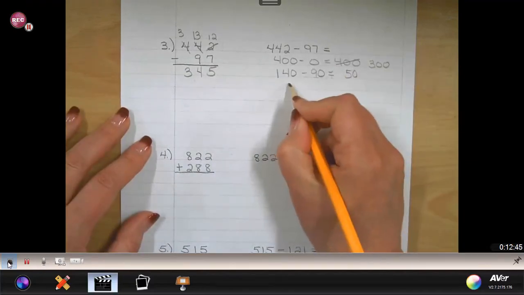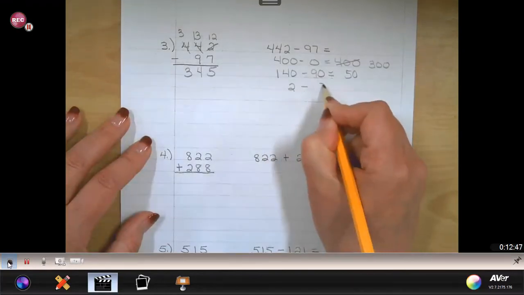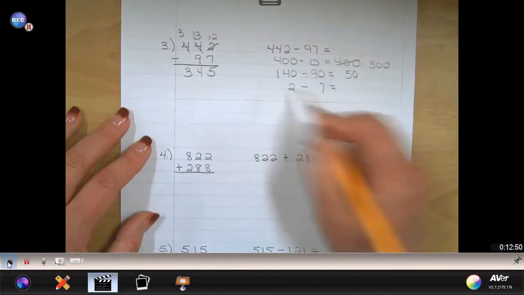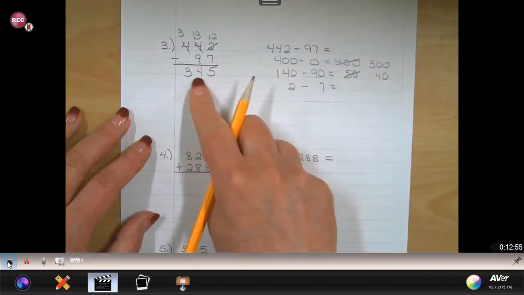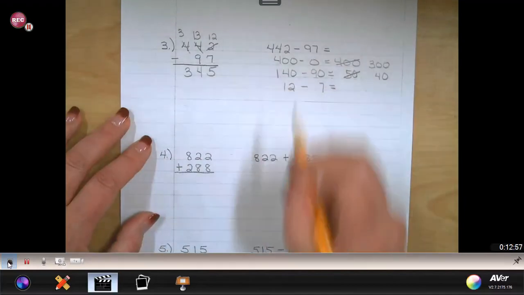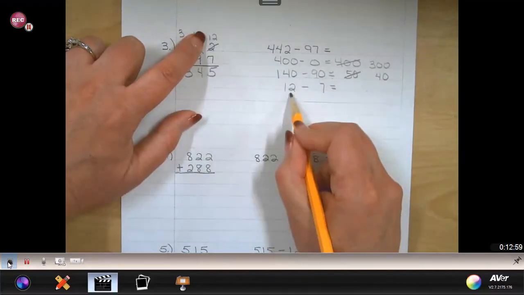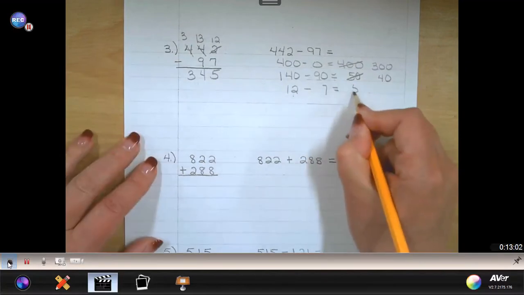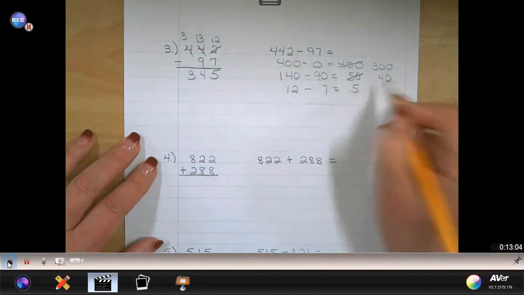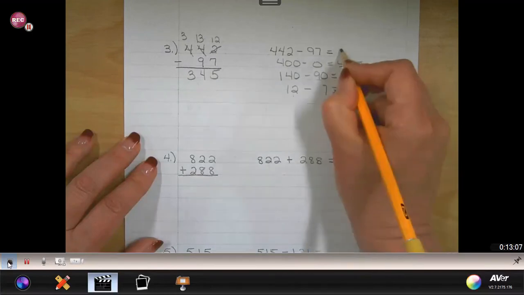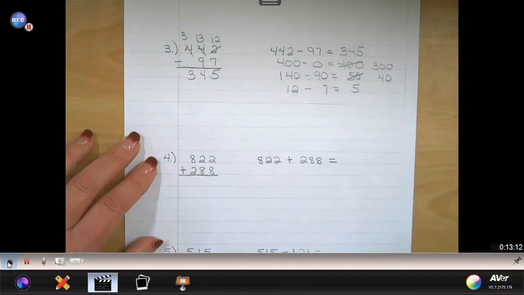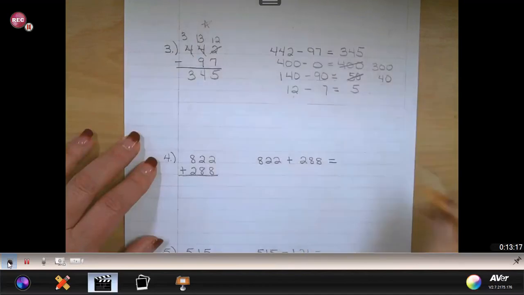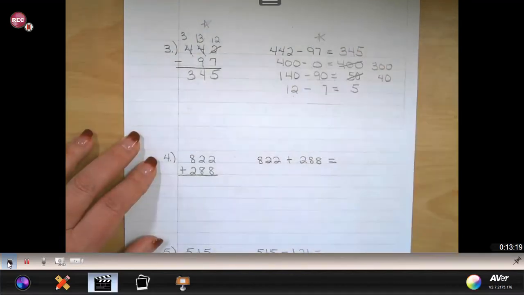And now we're going to subtract the ones. 2 minus 7 can't be done because 7 cannot be subtracted from 2. We are going to borrow, which leaves us with the 40 that's there. We are going to regroup it just like we did here and make it 12. 12 minus 7 is 5. We take the 300 plus 40 is 340 plus 5 is 345. So give yourself a star if you did that correctly, a star above the algorithm, and a star above here.